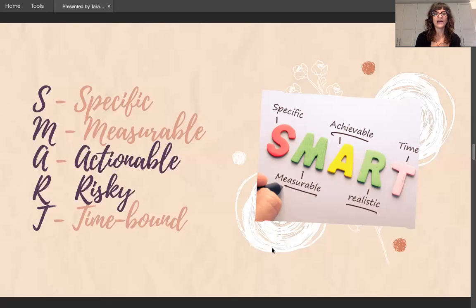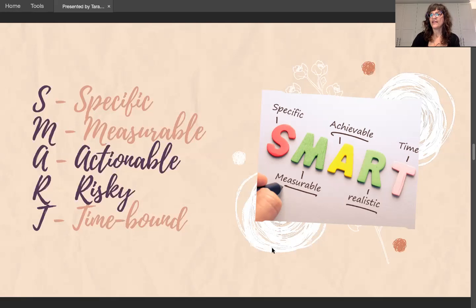So you'll see on the left, I've modified that slightly. Someone I know that walked me through this exercise, Una Duncan, when I was on a retreat recently, she replaced the A and the R. So specific, measurable, actionable, risky, and time-bound.